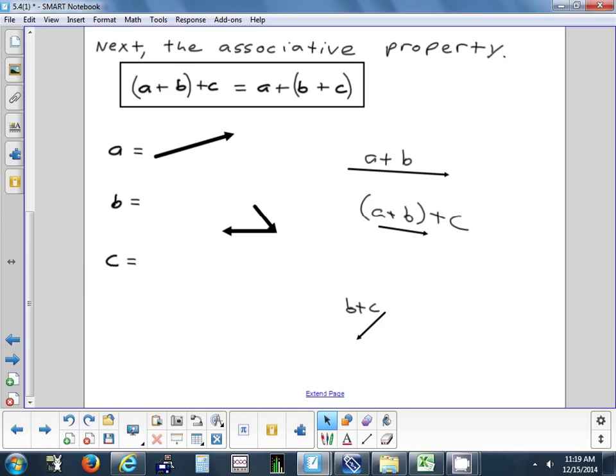Okay, and what does it say we're going to add on to B plus C? Yep, this time we're going to add A. Okay, so take A, that's A, and on the end of it, I'm going to put B plus C. And now connect beginning to end, and let's see if we get the same number.